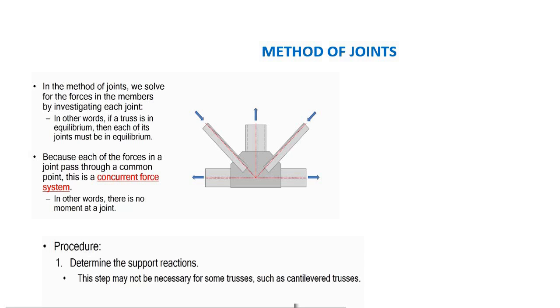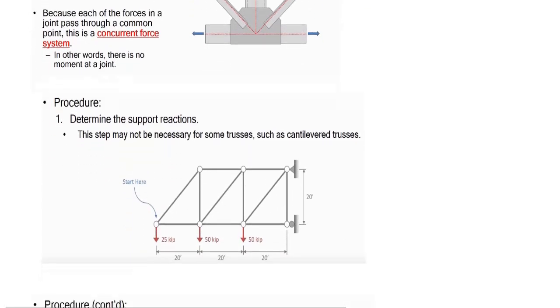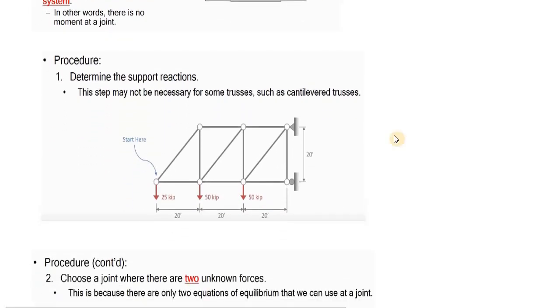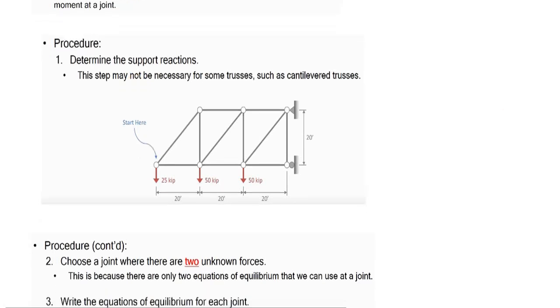So let's take a look at the procedures. Let's see how we can go about this joint method. The first step you want to follow is to determine the support reactions. So let's move to the next step.